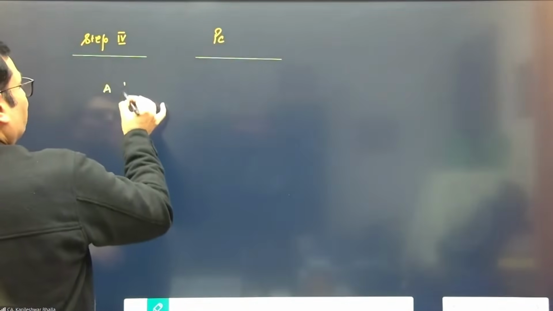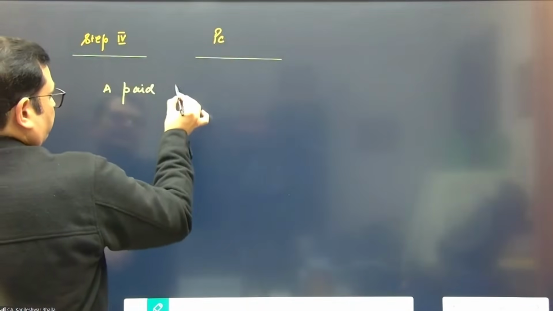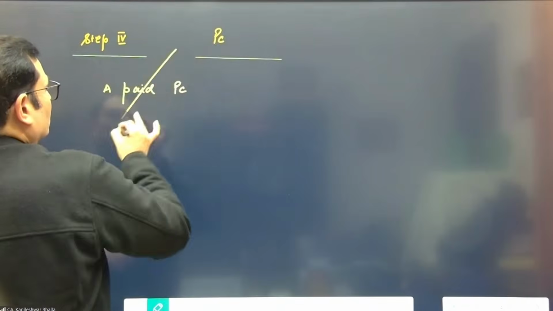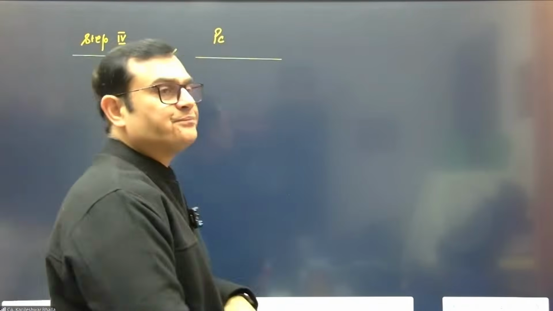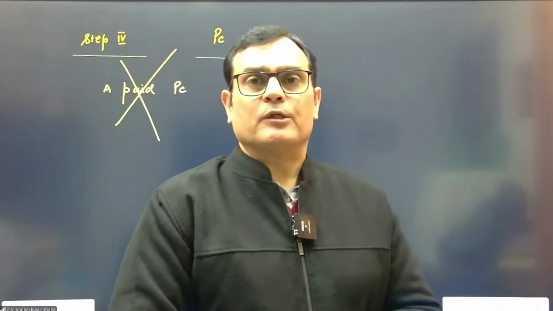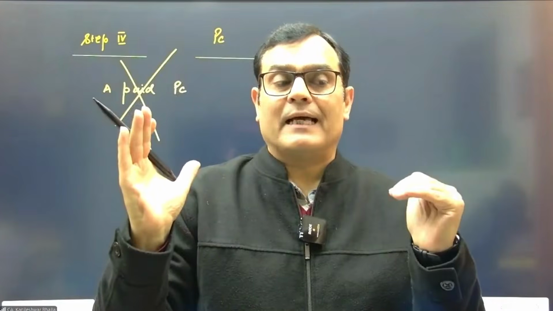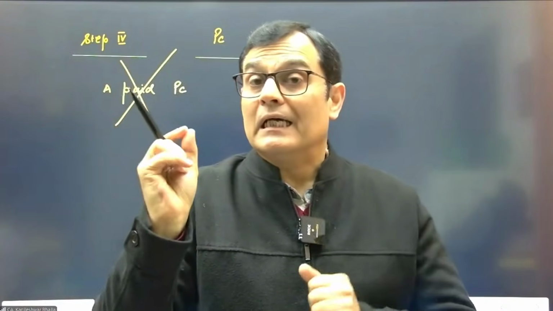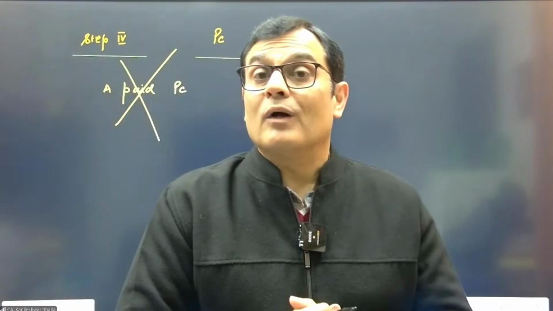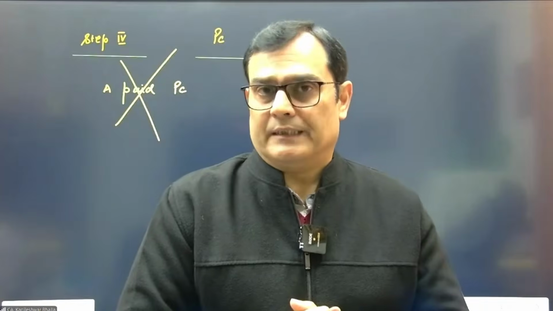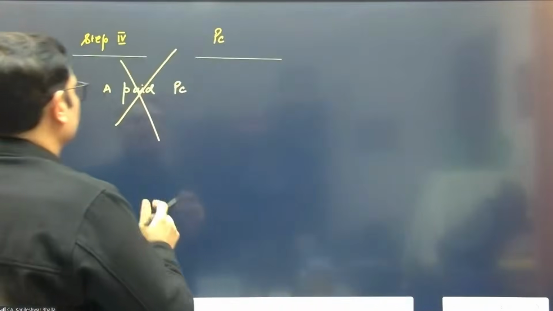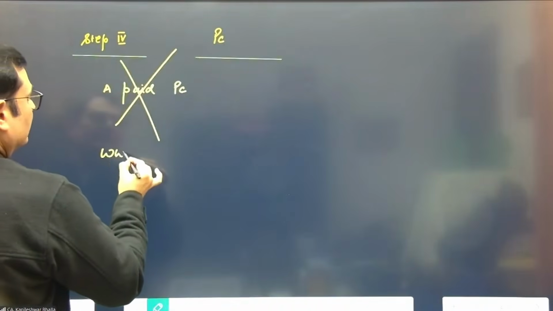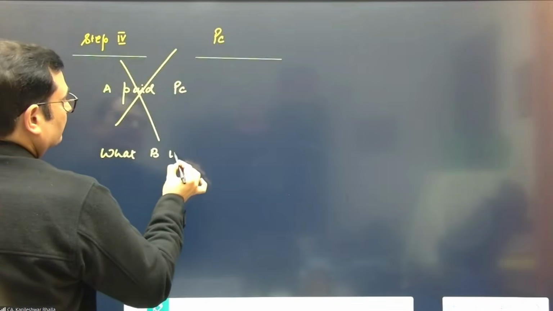So get one thing very clear. Your very first focus is that A paid the PC. But I don't need to consider what A paid. In a reverse acquisition, A paid the PC, but I'm not concerned with what A paid. I need to work out what B would have paid. Mind the words. So we need to work upon what B would have paid.